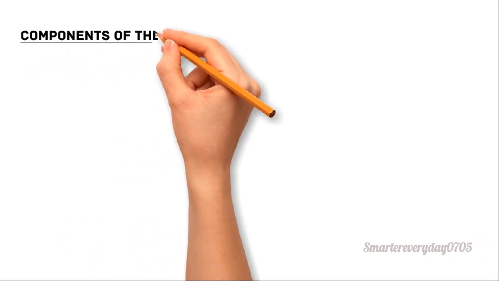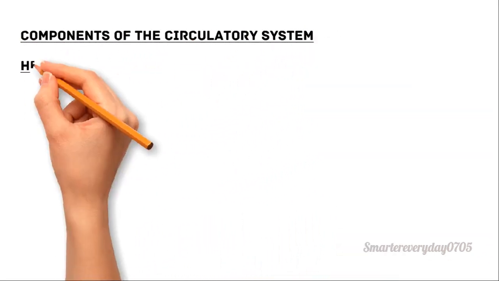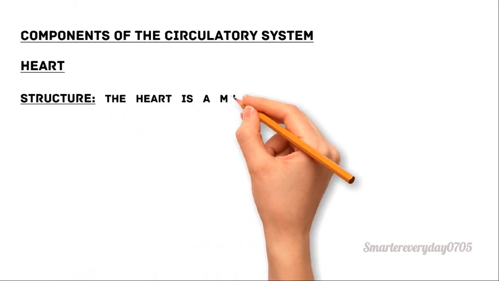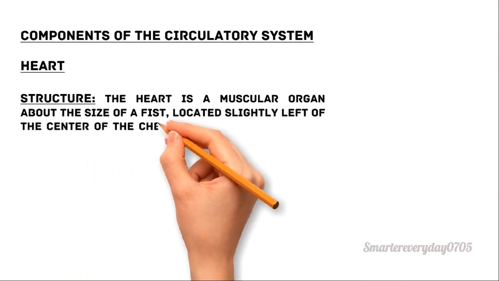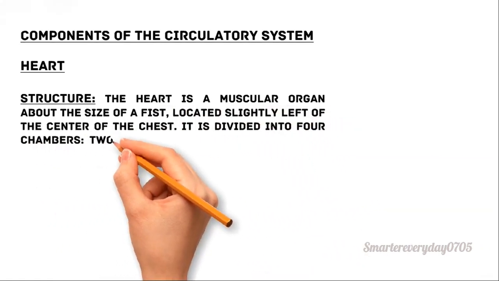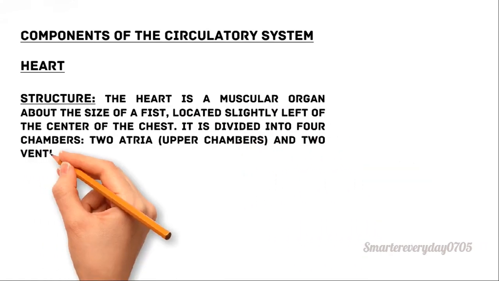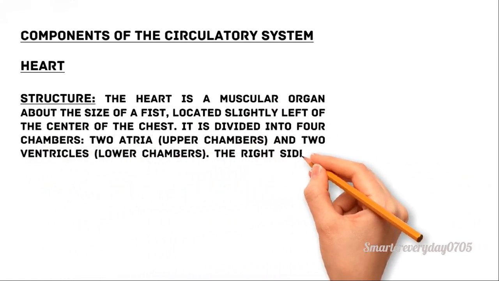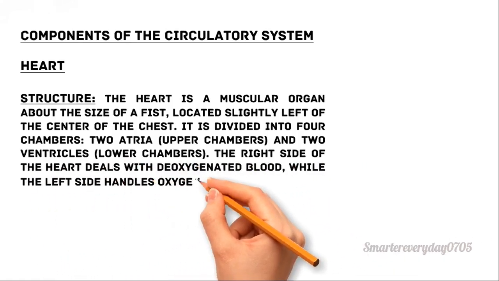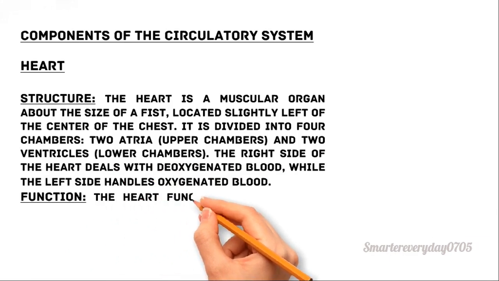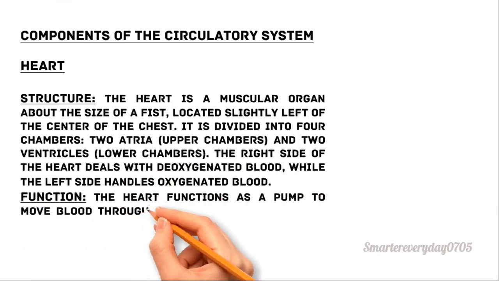Components of the circulatory system. Heart. Structure. The heart is a muscular organ about the size of a fist, located slightly left of the center of the chest. It is divided into 4 chambers, 2 atria and 2 ventricles. The right side of the heart deals with deoxygenated blood, while the left side handles oxygenated blood.